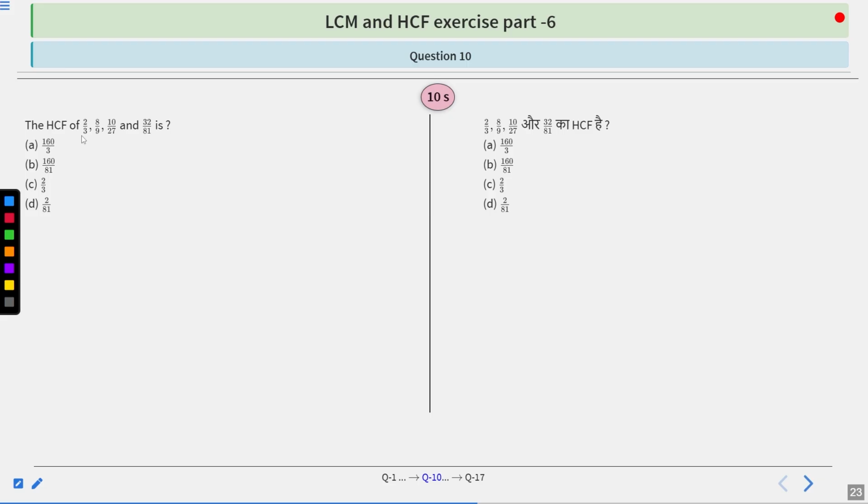The HCF of 2 upon 3, 8 upon 9, 10 upon 27 and 32 upon 81 is option A 160 upon 3, option B 160 upon 81, option C 2 upon 3 and option D 2 upon 81. These are the options.